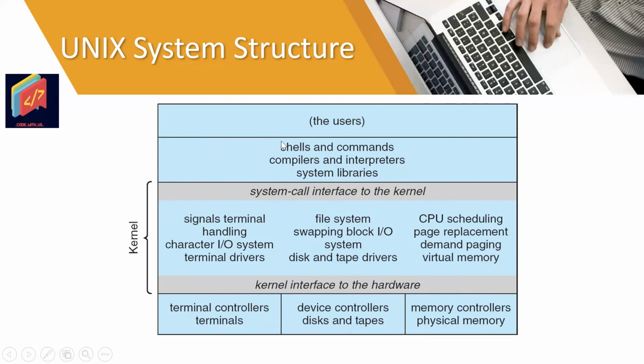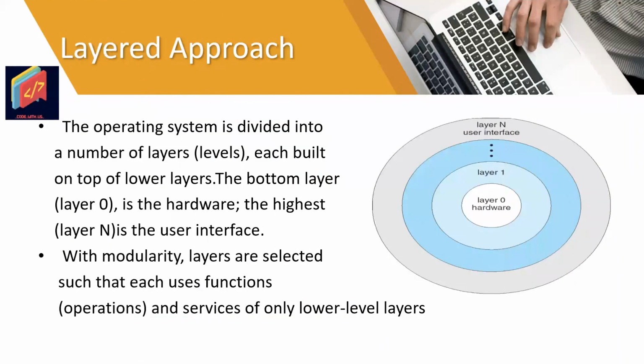So let's see another structure, which is the layered approach. The operating system is divided into a number of layers, that means levels, each built on top of lower layers. The bottom layer, layer 0, is the hardware, and the highest, layer n, is the user interface. With modularity, the layers are selected such that each uses the operations and services of only lower-level layers.